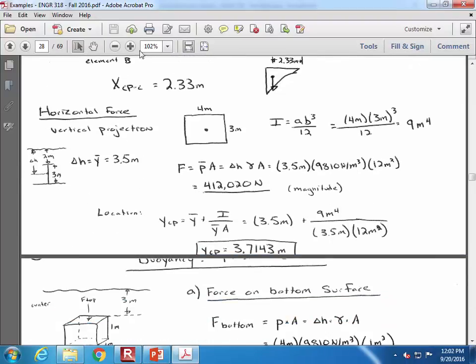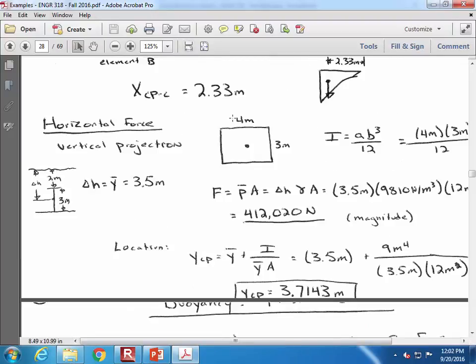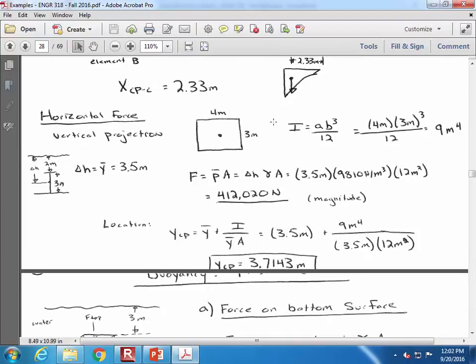The horizontal is the easiest place to start on this. So the projection of the gate is 4 meters wide and 3 meters tall. And just because I know I'm going to need it later, I calculated the area moment of inertia. So the depth of the centroid is going to be 3.5 meters.